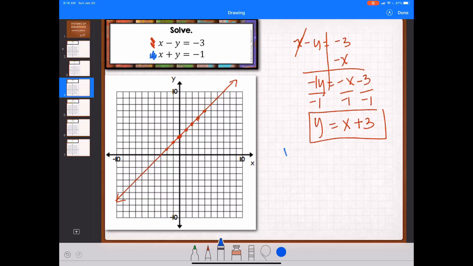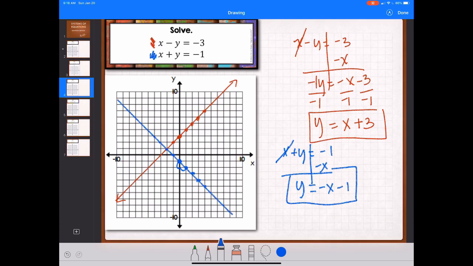Second equation, x plus y equals negative 1. Solve for y. Y equals negative x minus 1 is my slope-intercept form. Y-intercept at negative 1. Slope at negative 1. So down 1, right 1. And reverse it. And the lines, they meet right here. So my solution is negative 2, 1.